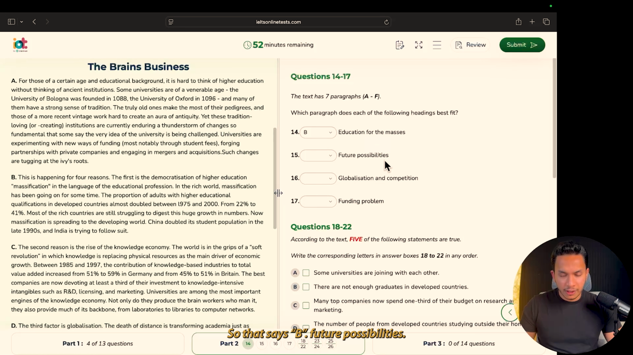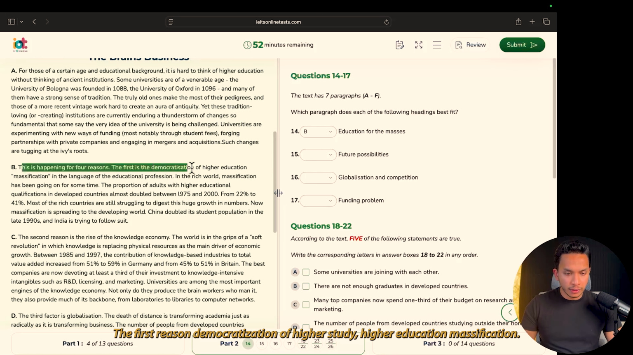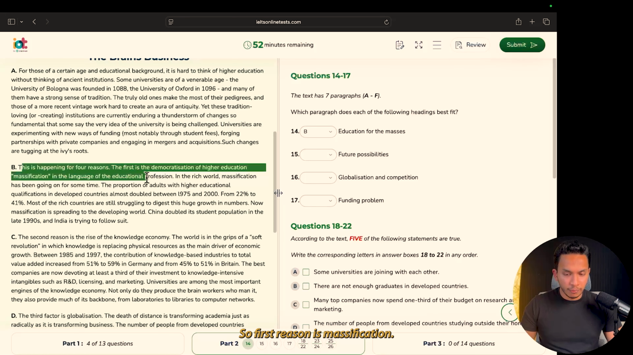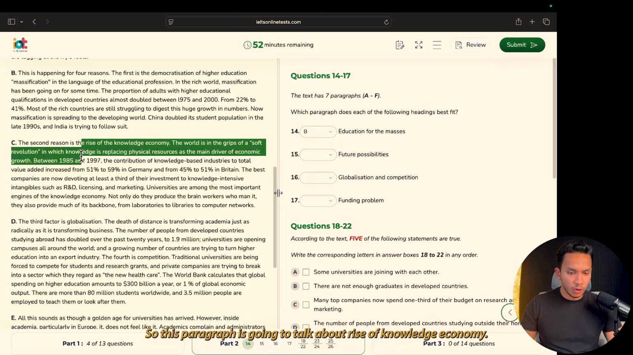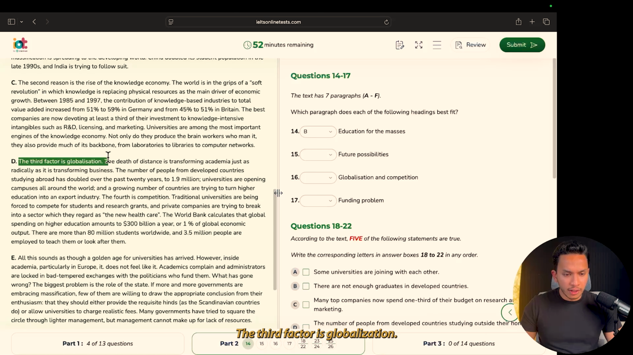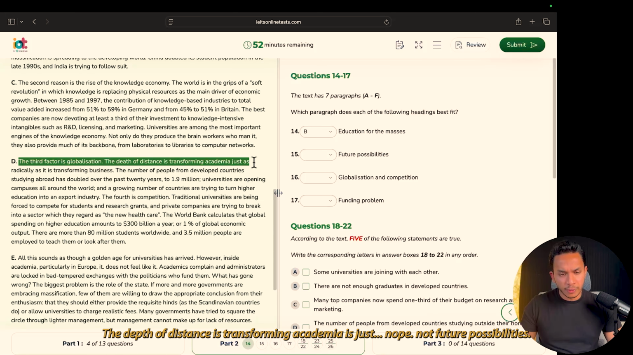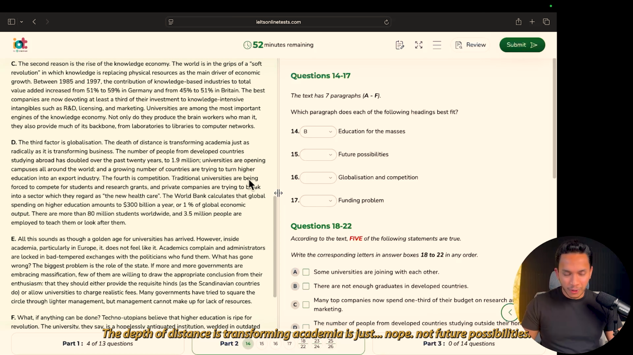Future possibilities. So this is happening for 4 reasons. The first reason, democratization of higher education, massification. So the first reason is massification. Second reason, rise of the knowledge economy. So this paragraph is going to talk about the rise of the knowledge economy. The third factor is globalization. The death of distance is transforming academia. It's just, nope, not future possibilities.